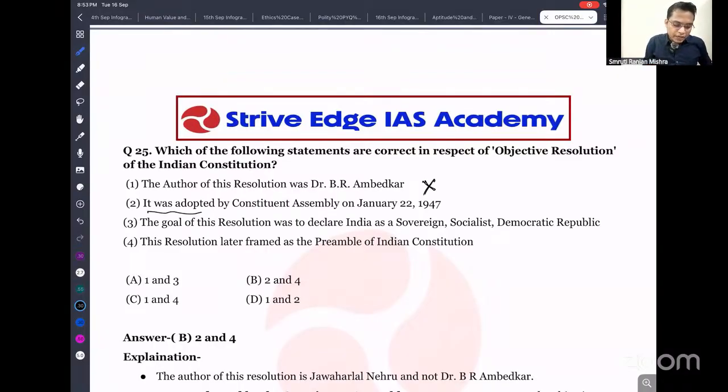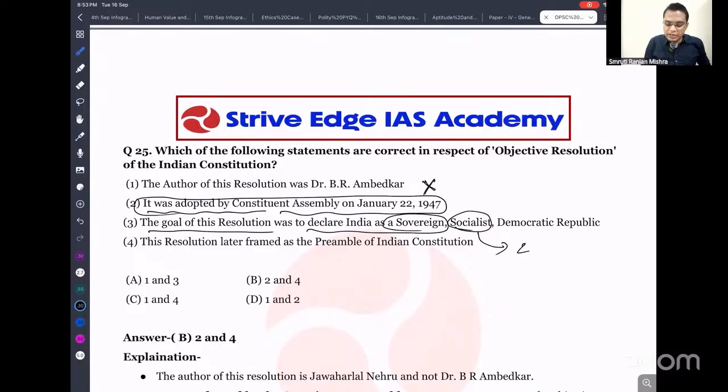It was adopted by the Constituent Assembly on 22nd January 1947. Yes, it is right. Even if you don't know, just leave it. The goal of the resolution was declared as sovereign, socialistic. I think you know that the words socialist and secular were added by the 42nd Constitutional Amendment Act.